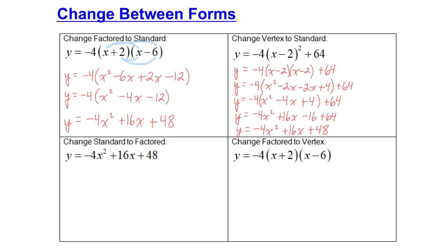In both cases, you should be getting the same answer, y equals negative 4x squared plus 16x plus 48. If you had issues with that, you should pause the video and ask for help before you move on. Otherwise, try to change standard form to factored form. To do this, we factor the equation. So factor this and see how you do.